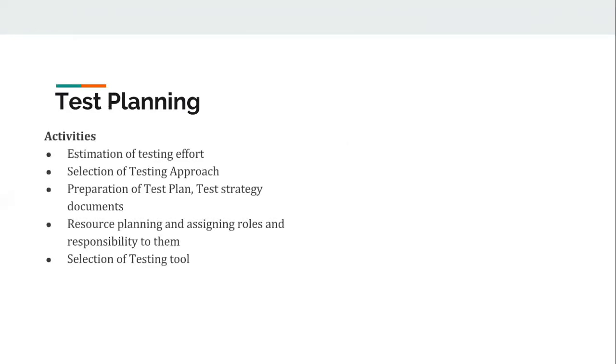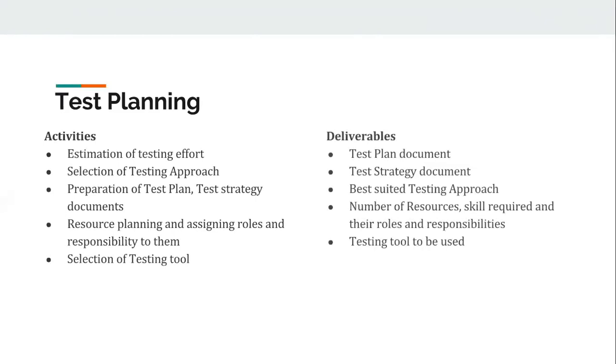The activities involved in test planning are estimation of testing effort, selection of testing approach, preparation of the test plan and test strategy document, resource planning and assigning roles and responsibilities to them, and selection of the testing tools which will be used for testing. And the deliverables are the test plan document, the test strategy document, and the best suited testing approach.